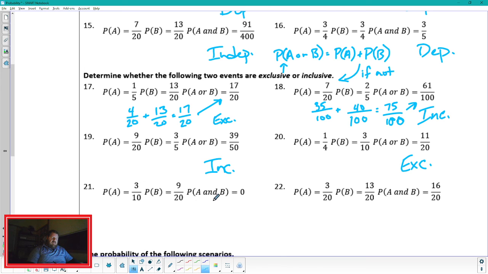Now the other thing, these two are different because they tell me something about the probability of A and B. The other rule for exclusive is that the overlap is empty, or the A and B equals 0. If it doesn't equal 0, then they're inclusive. So this one here, the overlap is 0. I don't have any work to do other than say that they're exclusive. This one, the overlap is not 0, so they're inclusive.